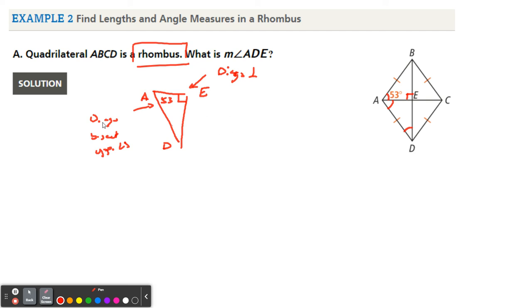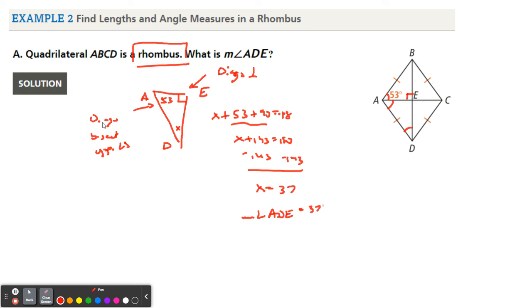So now we just do our simple, if we call this x, add them up. x plus 53 plus 90 is 180. 53 and 90 is 143, equals 180, and subtract 143 on both sides. I get a value of 37. So the measure of angle ADE is 37 degrees. And there you go.